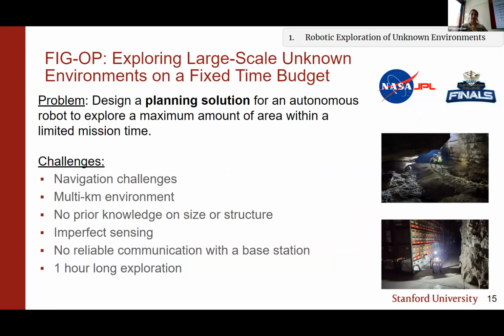And I'm just summarizing some of the challenges here. The mission time is usually limited by the robot's battery life, and this could be, for example, on the order of an hour. Sensing isn't perfect, the environment is denied of communication, so that's not the focus of our work here. But these environments can be particularly large, so we're looking at representations that can really scale to more than hundreds of meters or even kilometer scale.